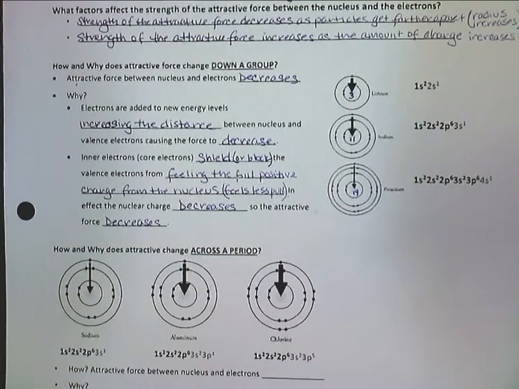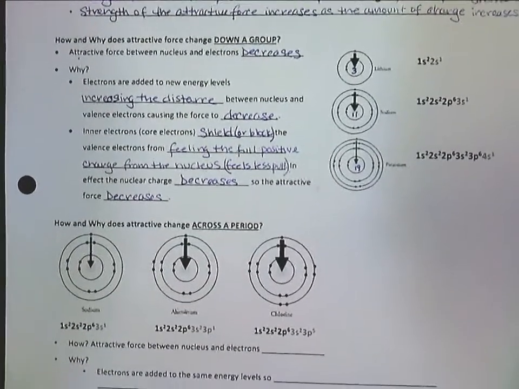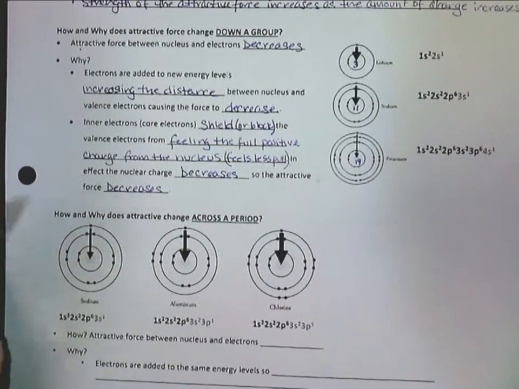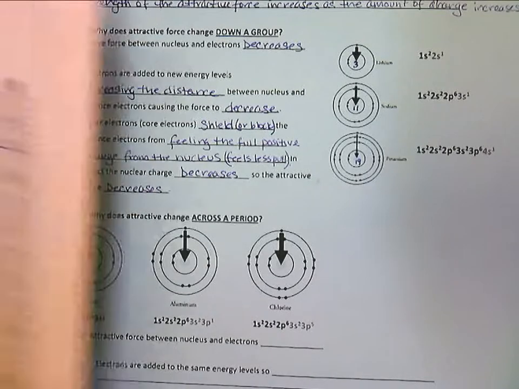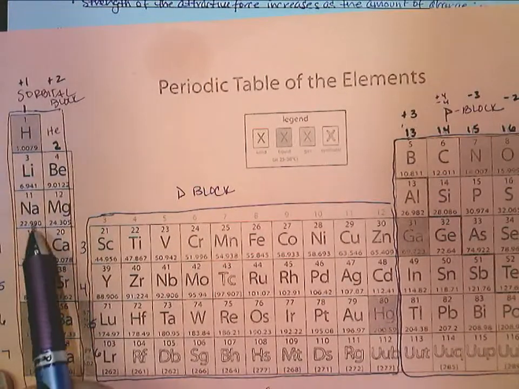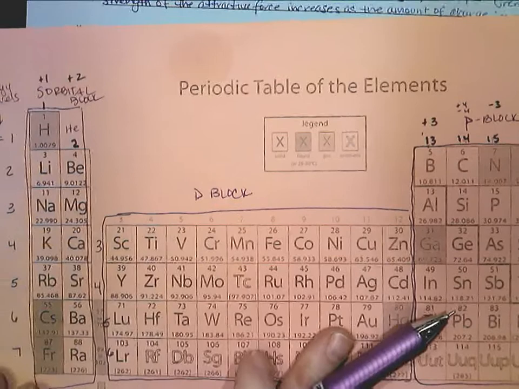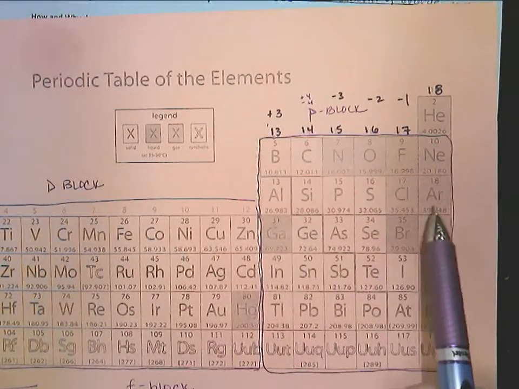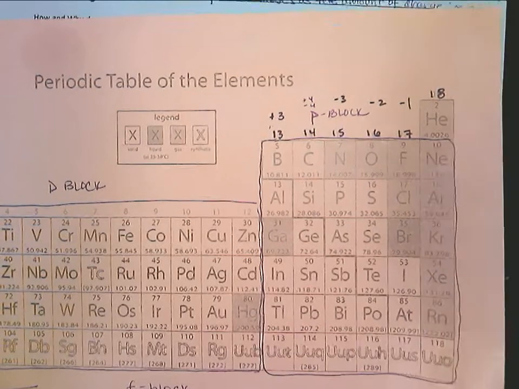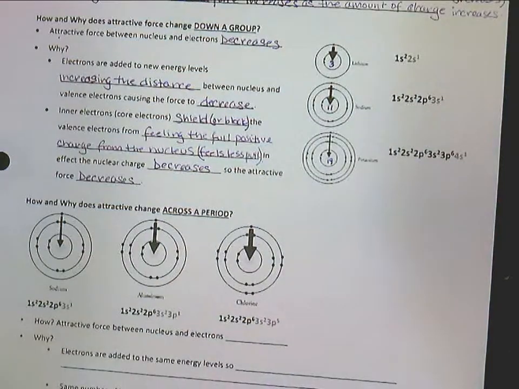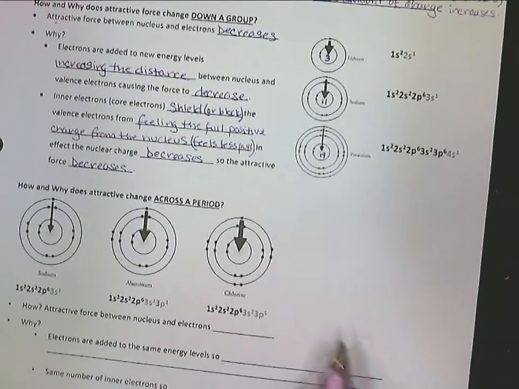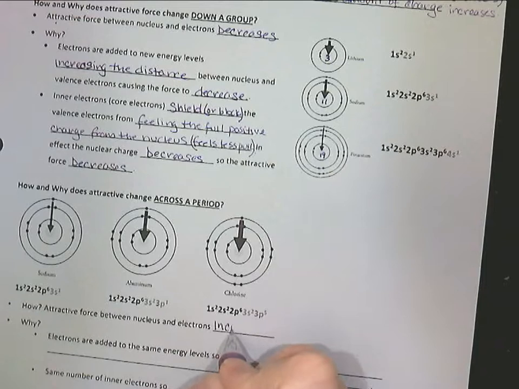How and why does the attractive force change going across the period? So now we're looking at sodium, aluminum, and chlorine. So let's look at sodium is in energy level 3, aluminum is in energy level 3, and chlorine. So we're going across the period or across the row. So what happens? How does the attractive force between the nucleus and electrons change? Well, it increases. And let's take a look at what.